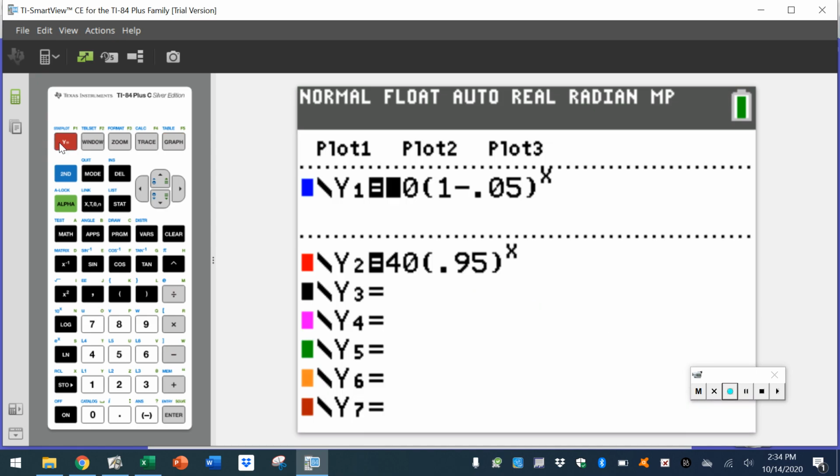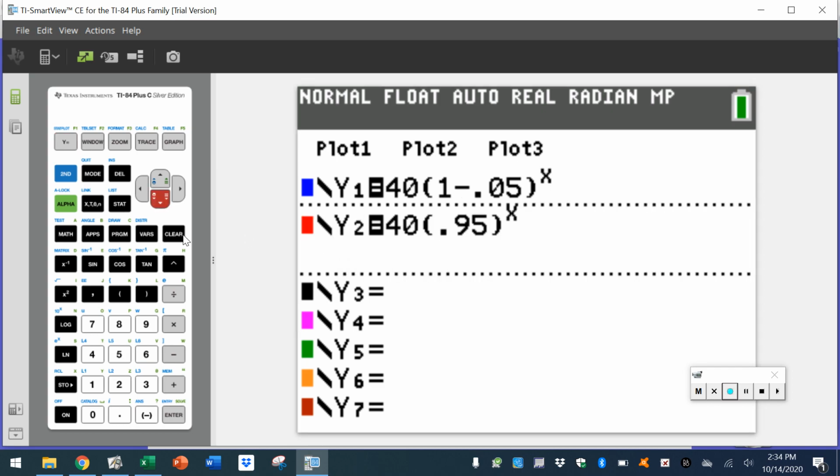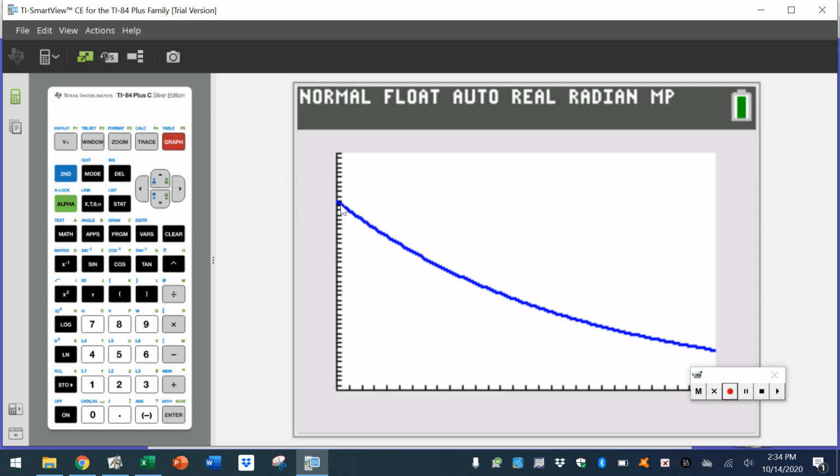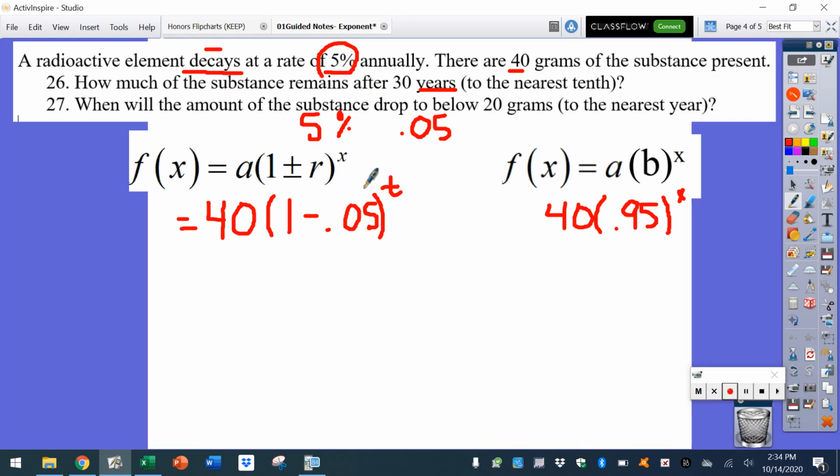So what this tells us is the blue and the red, they're both the same equation. One is just in a little different form than the other one. So it doesn't matter, I'm going to take one off. I'm going to hit clear. Hit graph. Again, we have a decay. You had 40 grams, and every year you're losing 5%. So the question was, to the nearest tenth, what do you have after 30 years?